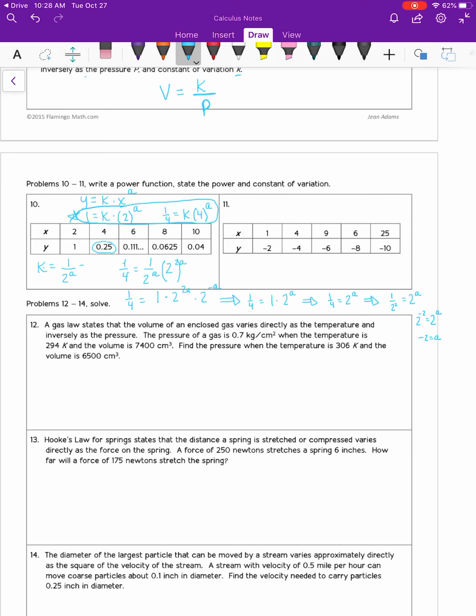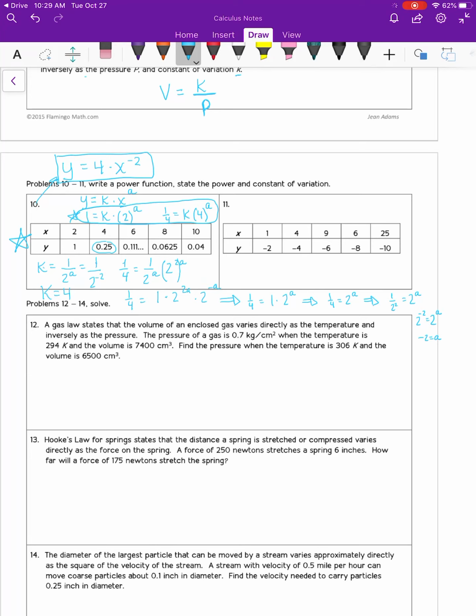So once I know that my a is negative 2, I can find k. 1/2 to the negative 2. That means I would bring it up, and k would be 4. So that leaves me for the answer for number 10. I know that my k is 4, and my x is negative 2. And so that will be your power function for this table.